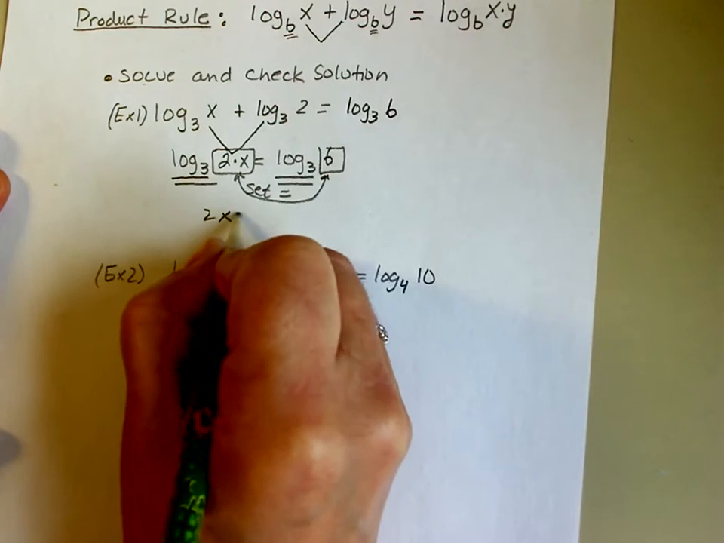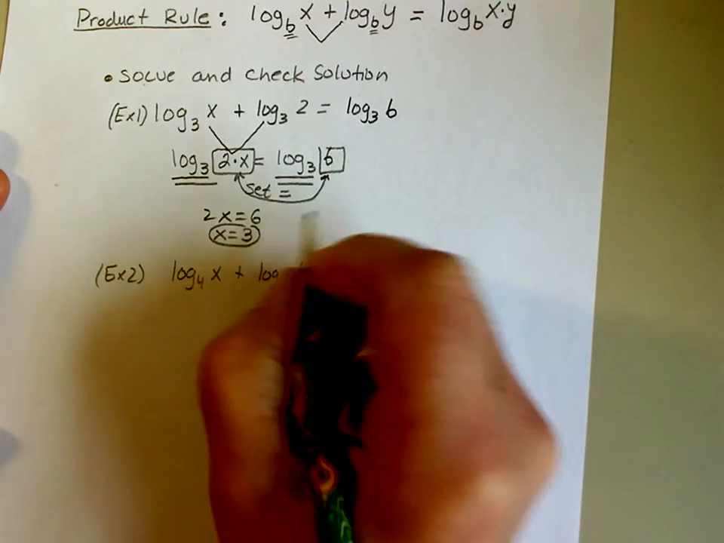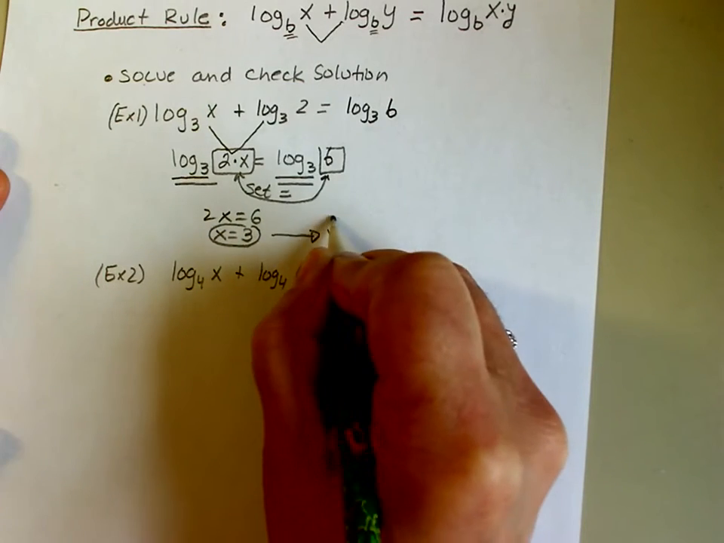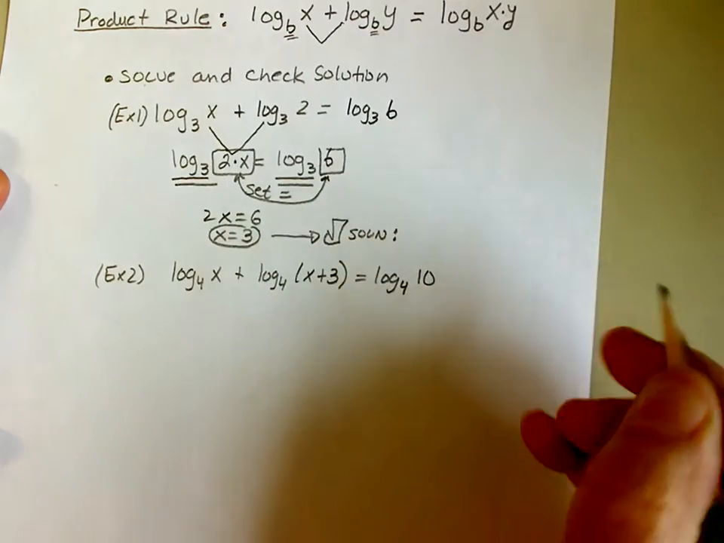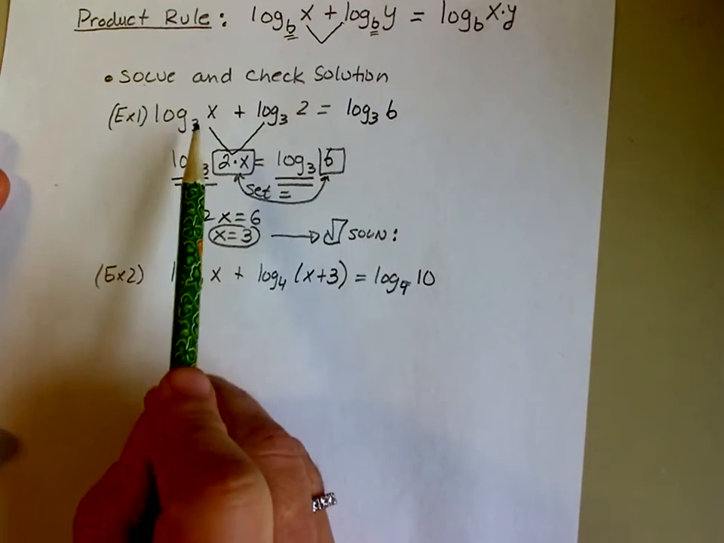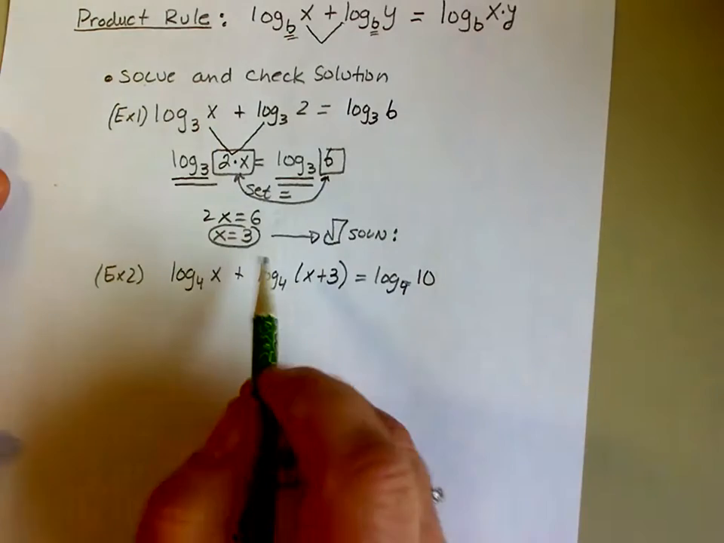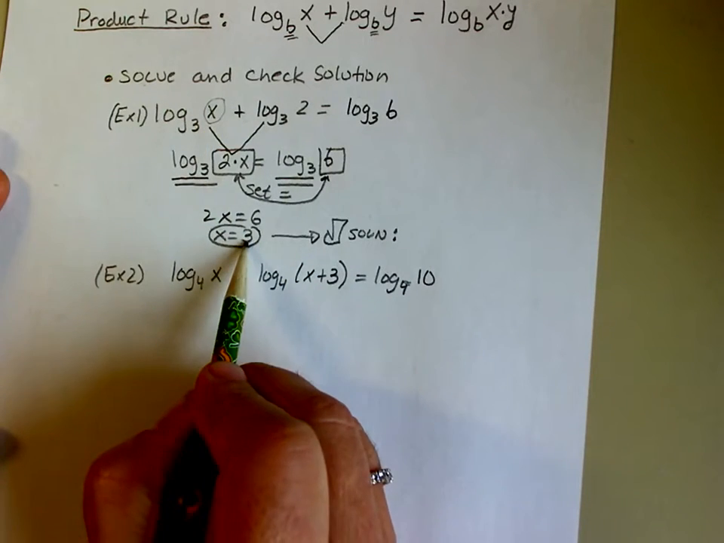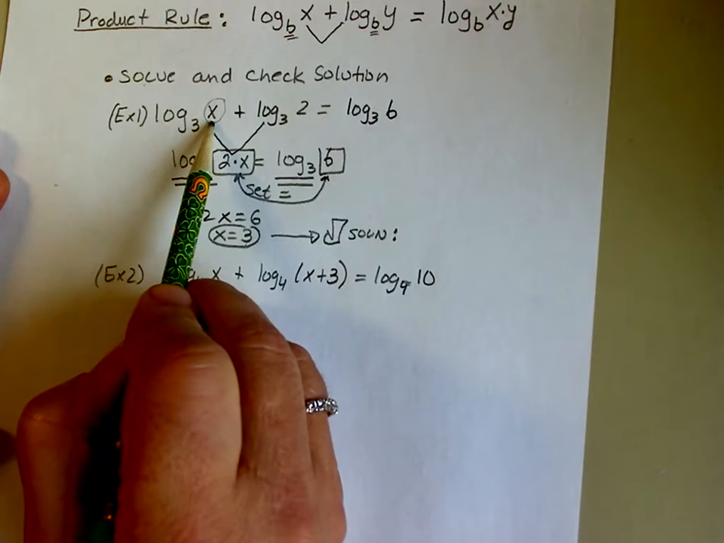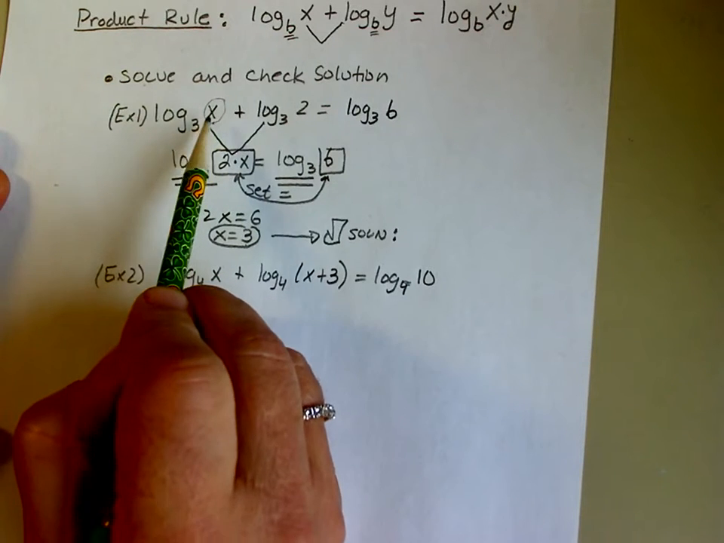So 2x is equal to 6, divide by 2, x is equal to 3. Now we want to check our solution. By doing that, we're going to take the value for x and replace it into each logarithm where it has a variable for x. As long as, when the variable is replaced by its number, that logarithm is not a negative logarithm, then it is a solution.